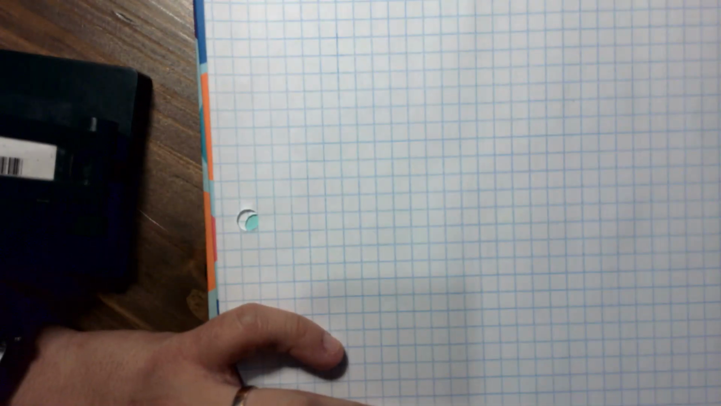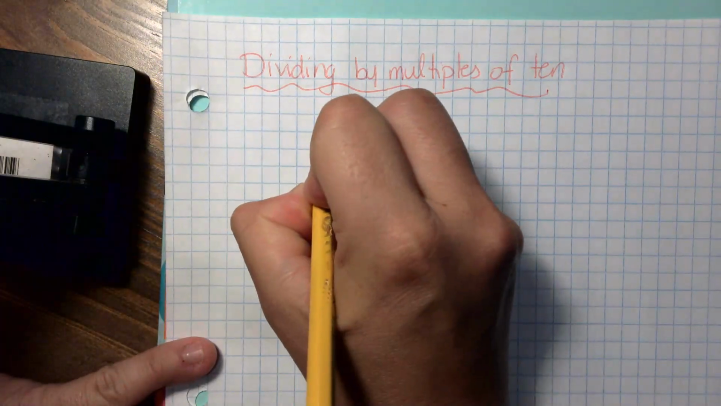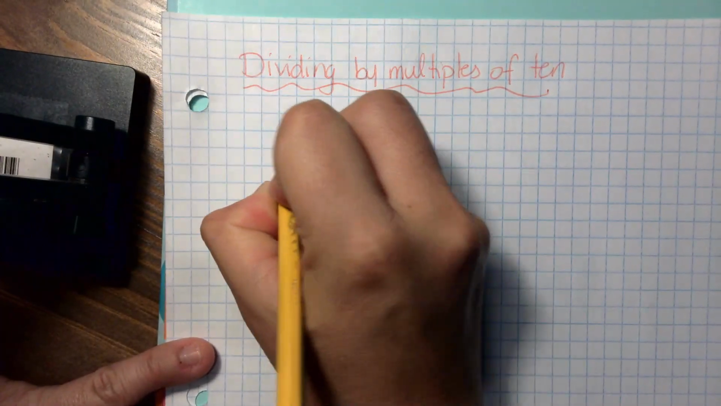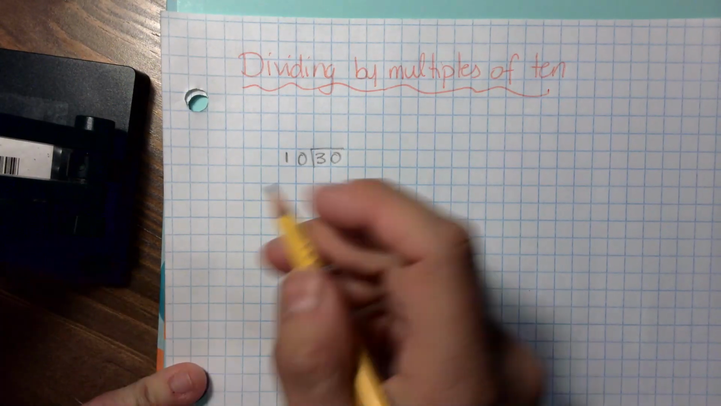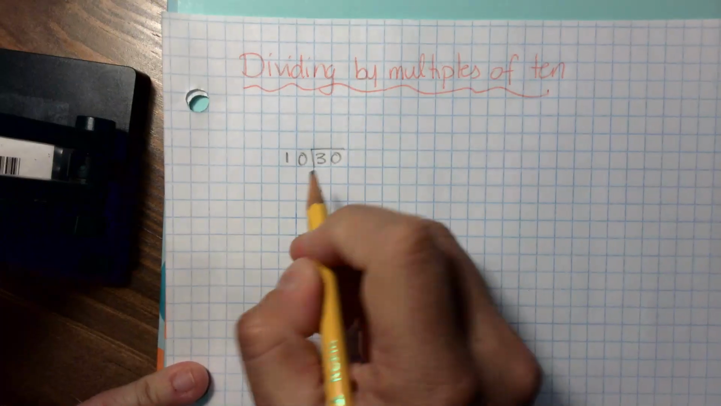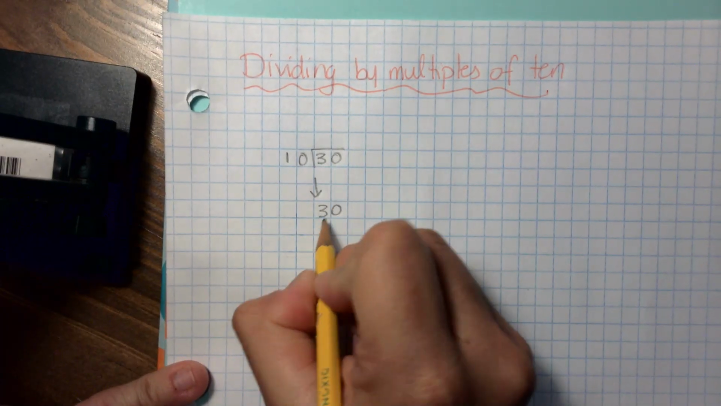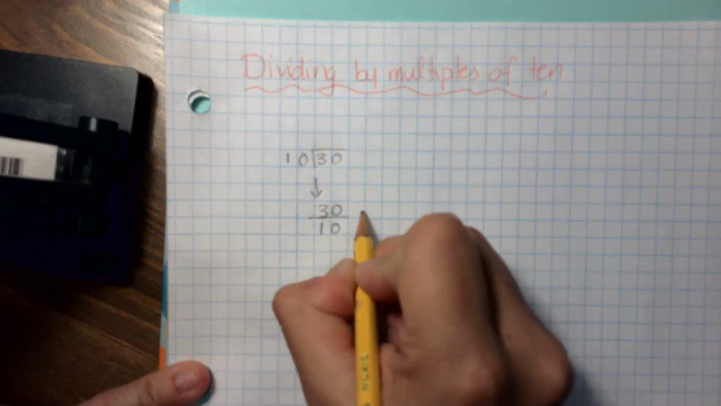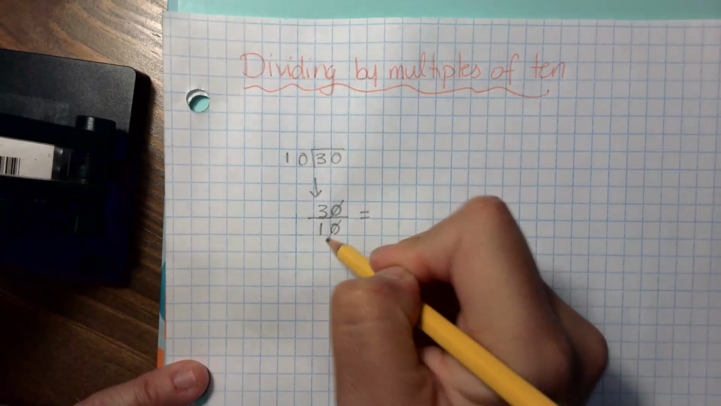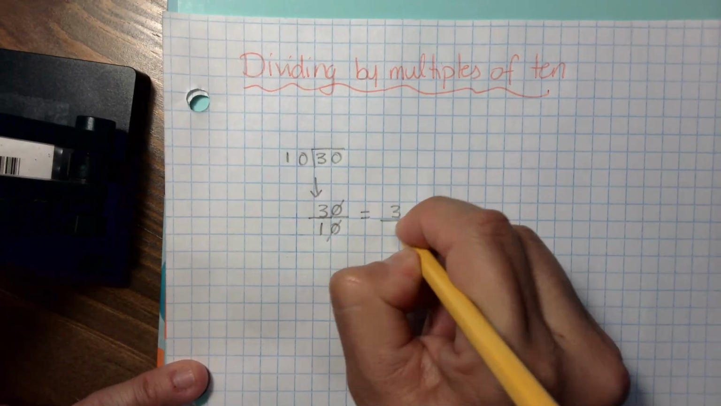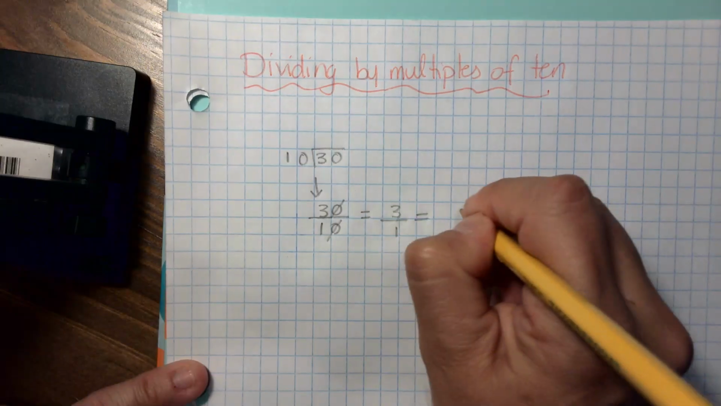So, for example, let's just start with a simple one, okay? Multiples of 10. Imagine that I have 30 divided by 10. Well, that's simple, right? Remember that I told you division is basically that. You already know how to do this. You just take away the zeros, and then you end up with 3 divided by 1. 3.